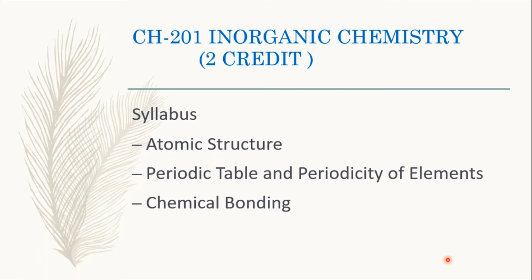As I have introduced, this course has the course code CH201 Inorganic Chemistry. There are three chapters mainly in this course, that is atomic structure, periodic table and periodicity of elements, and chemical bonding. This whole inorganic chemistry is for 2 credits. In atomic structure, we are going to study the main topic of chemistry, that is quantum mechanics. In this, we are going to study why we need to study quantum mechanics.